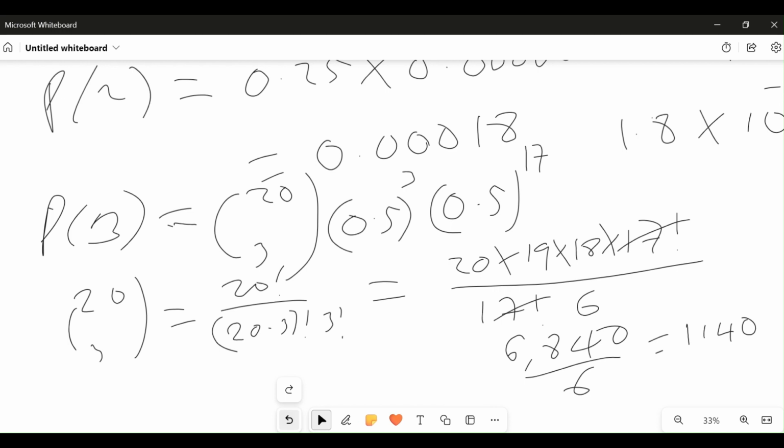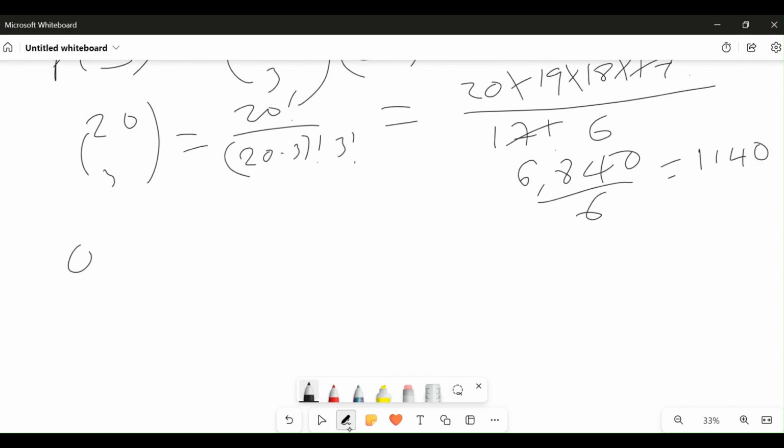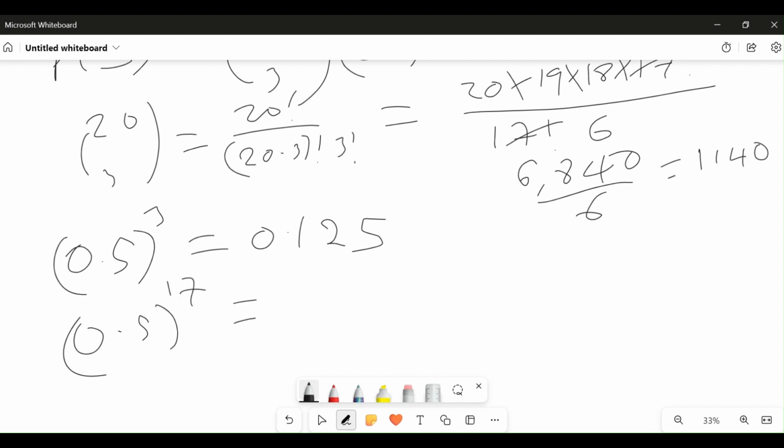So now that we have found 1140, the next thing we have to find is our probability of success raised to power 3. That is, what is 0.5 raised to power of 3? You simply use your calculator for this as well. That would be 0.125. Also, you find 0.5 raised to power of 17. That would be 0.000076.